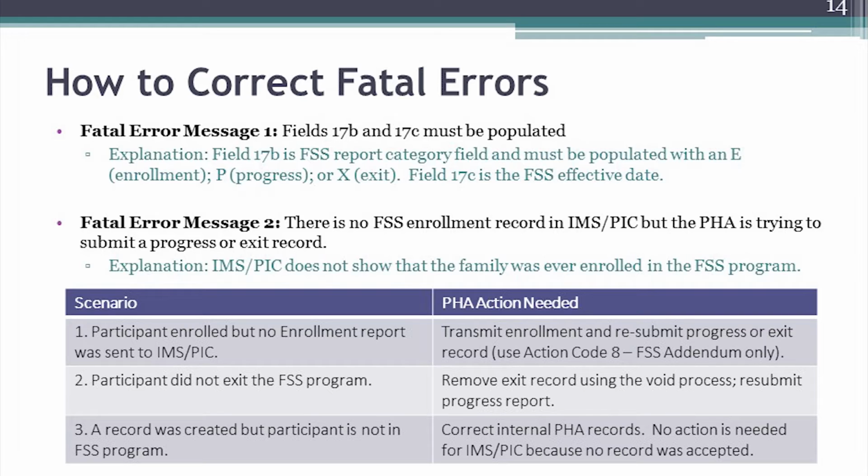The other possibility is that an exit record was created, but the participant did not exit the FSS program. In this situation, the PHA will need to remove the exit record using the void process and then resubmit the progress report. The last possibility is that a record was created, but the participant was never in the FSS program. Here, the PHA will need to just correct their internal records. No action is needed within PIC because the record would not have been accepted in the first place.